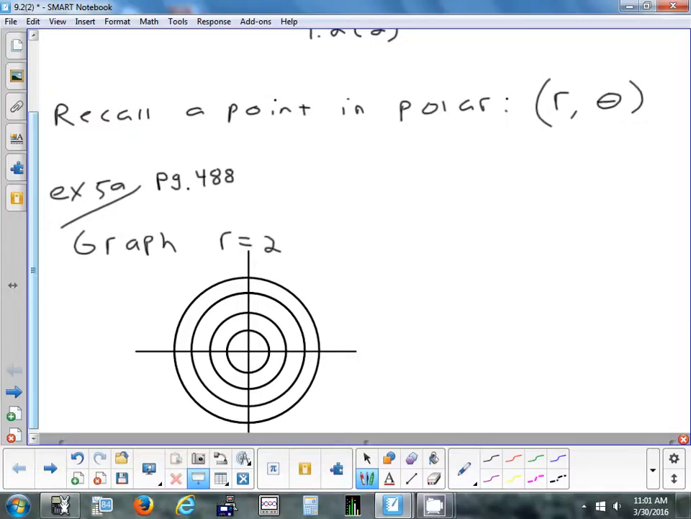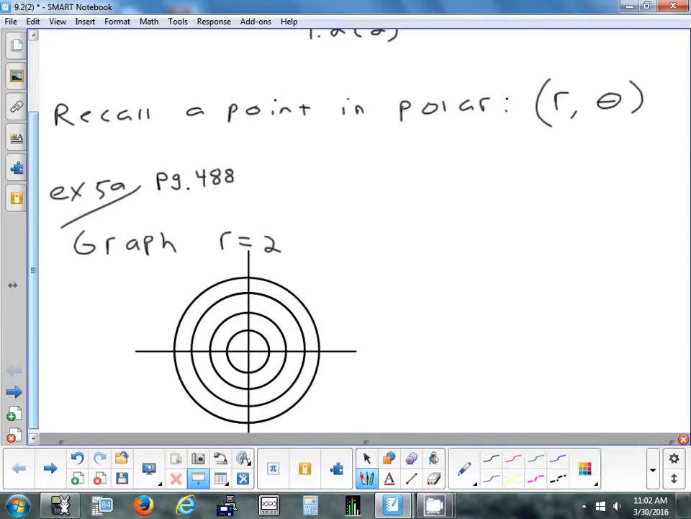Okay, it says to graph r equals 2. Now, if you have a point, usually they give you a radius and an angle. They're only giving me a radius. So the angle could be anything I want. So if I graph every single point that has a radius of 2, any angle that you want, what shape would it end up making? A circle. Yeah, it's going to make a circle.